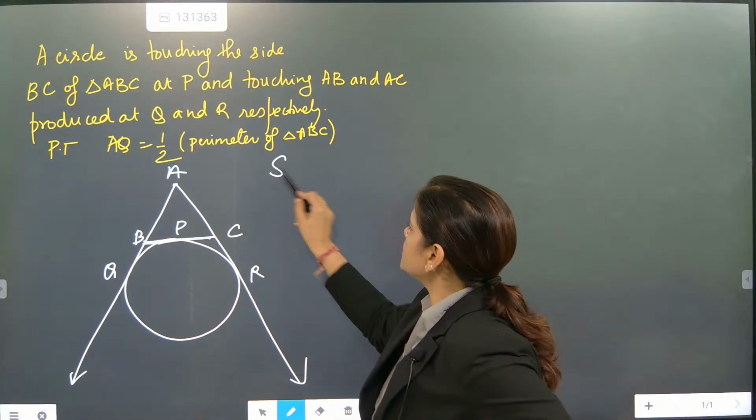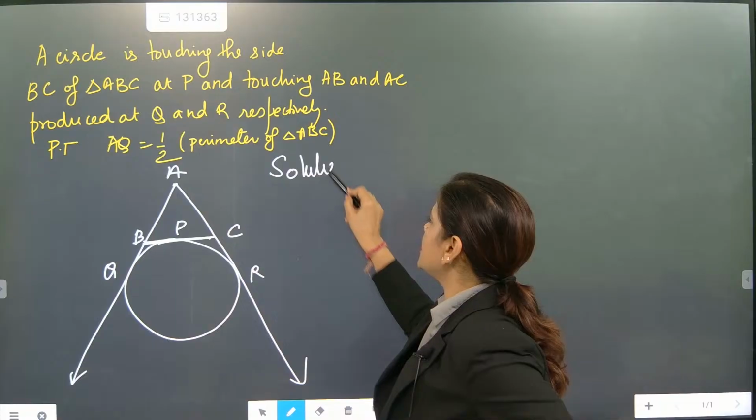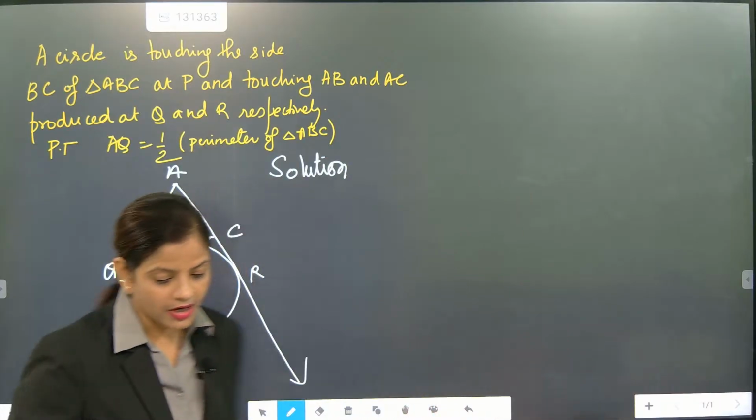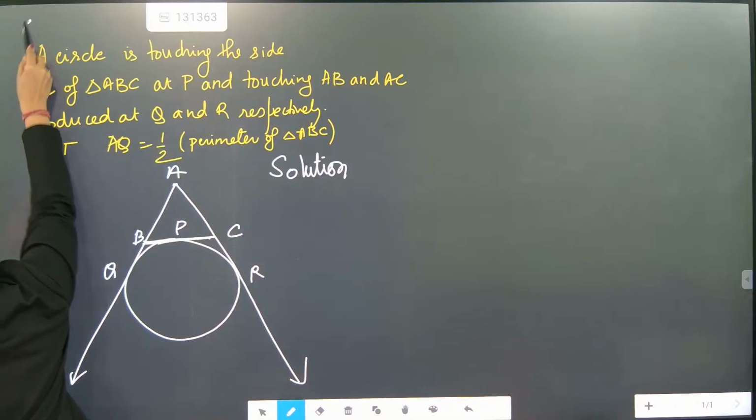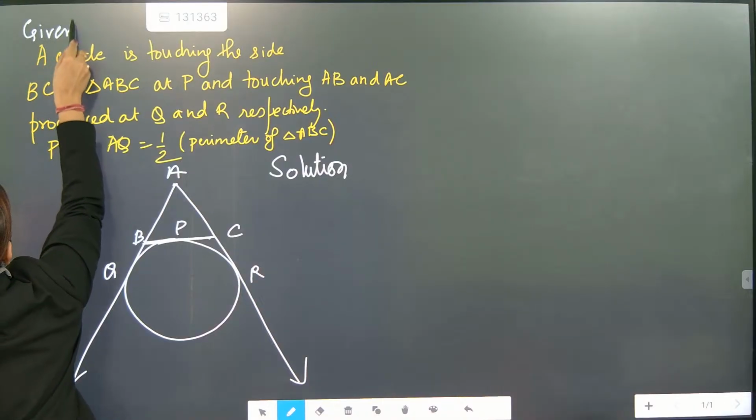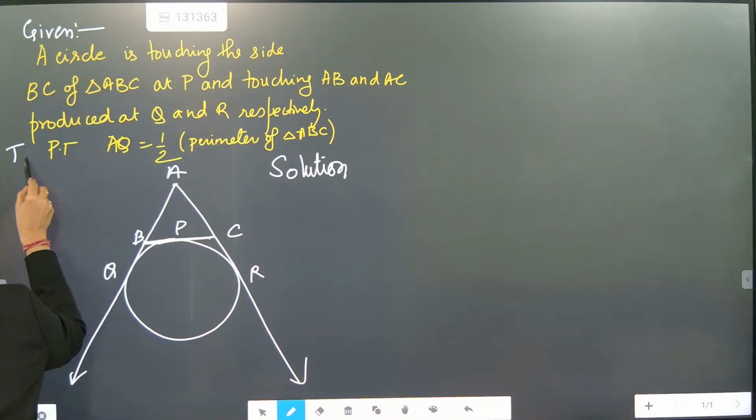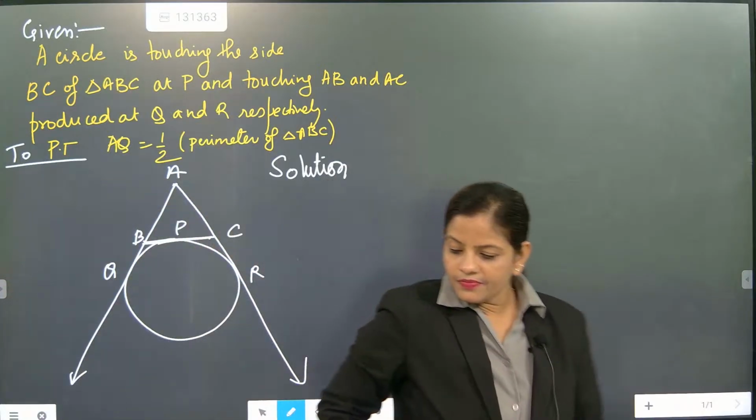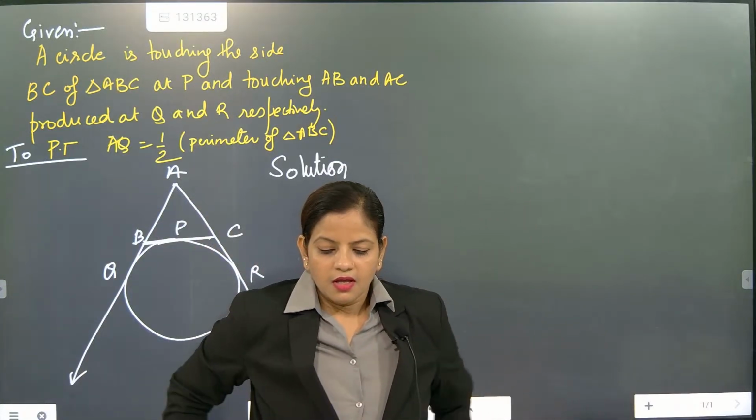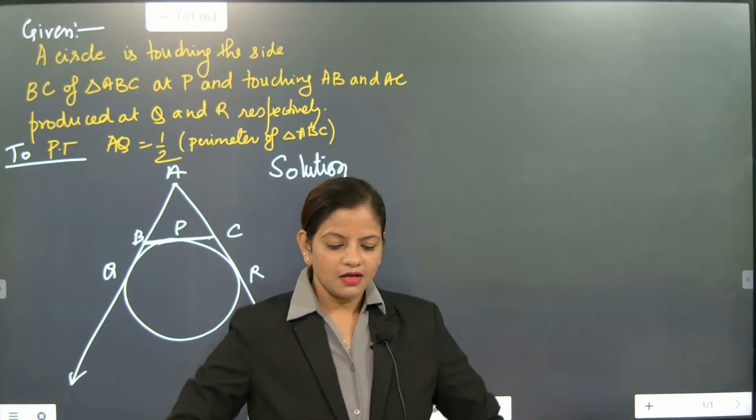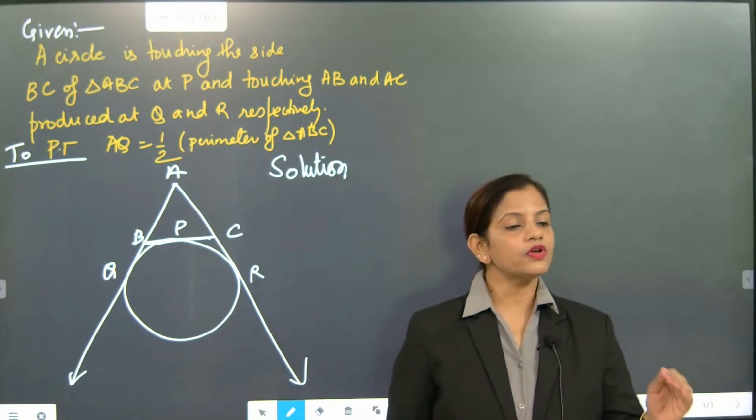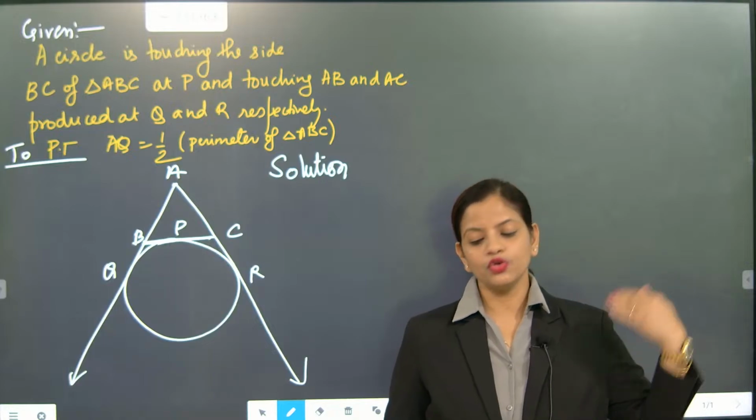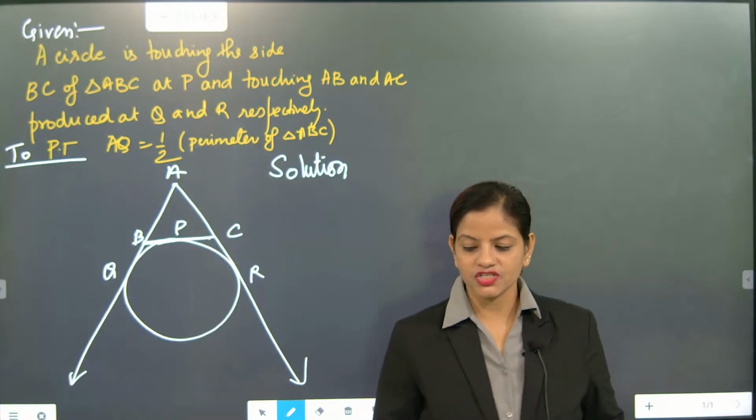So we are going to write the solution section. In the solution section, whatever the question is given, we write it as given. Here it is coming as given, and this is to prove that. Whatever is given in the question becomes the given section, and the part to prove becomes the to prove section. Understood or not?